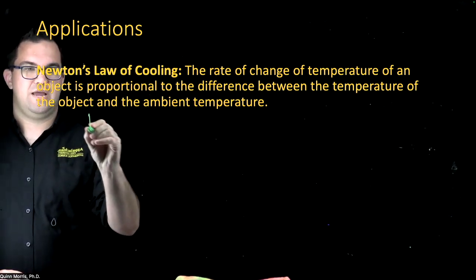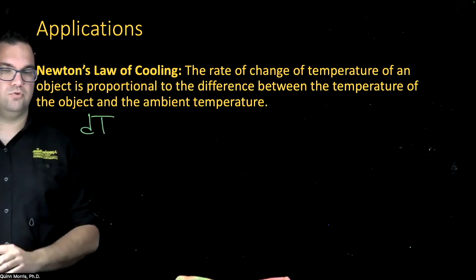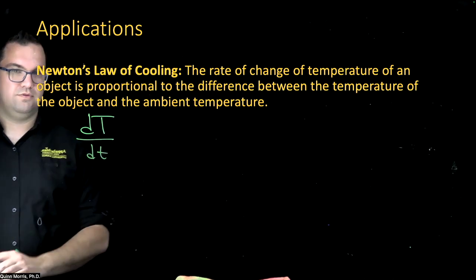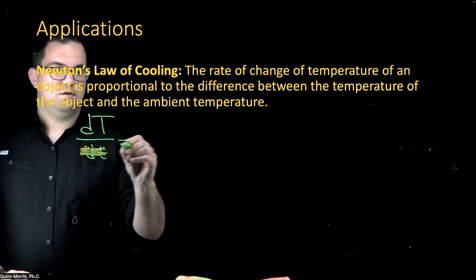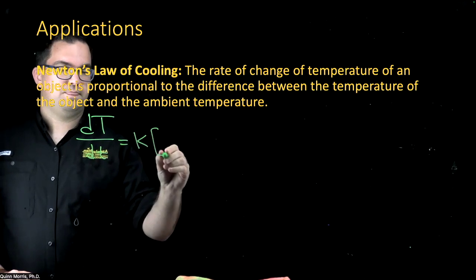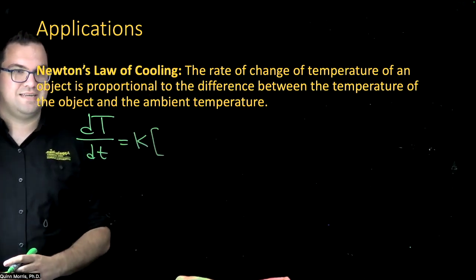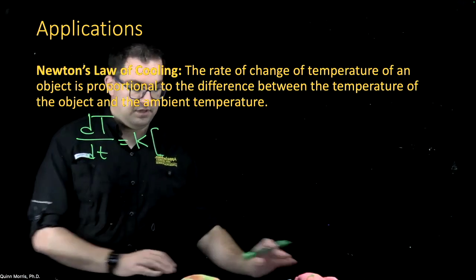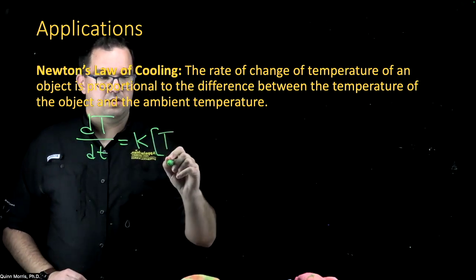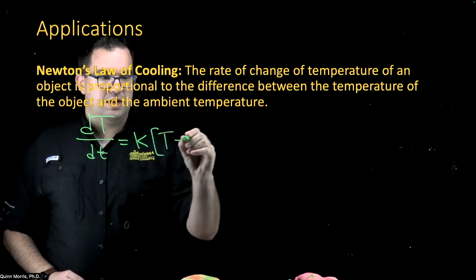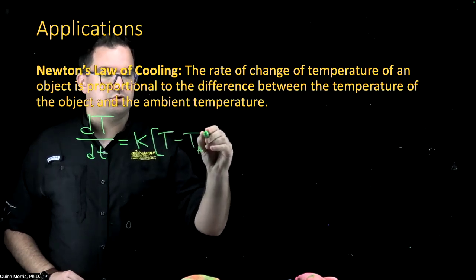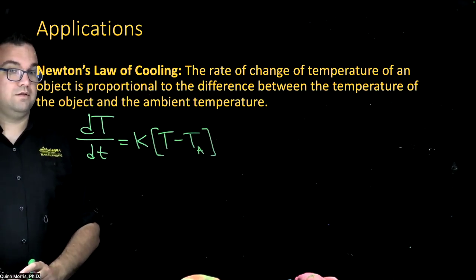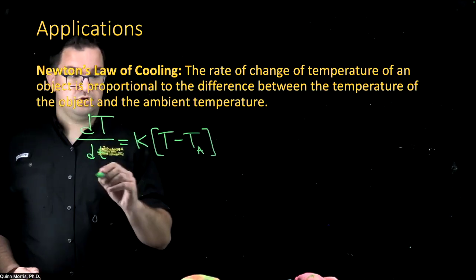So this says the rate of change of the temperature, which I'm going to call capital T, with respect to time, is proportional to the difference between the temperature of the object and the ambient temperature. Okay, so let's call capital T again the temperature of the object, and we're going to call the ambient temperature or the room temperature T sub A. Okay. All right. This is now a perfectly good separable differential equation.